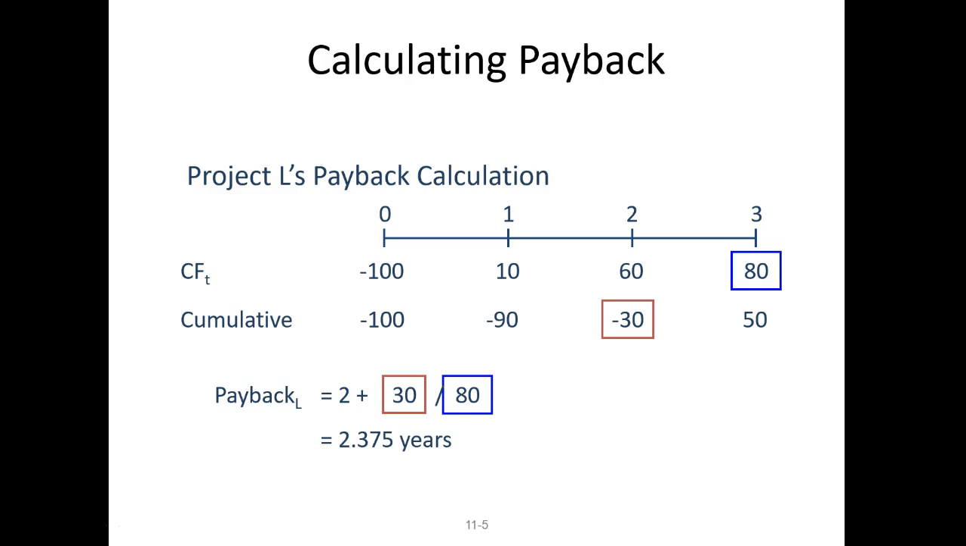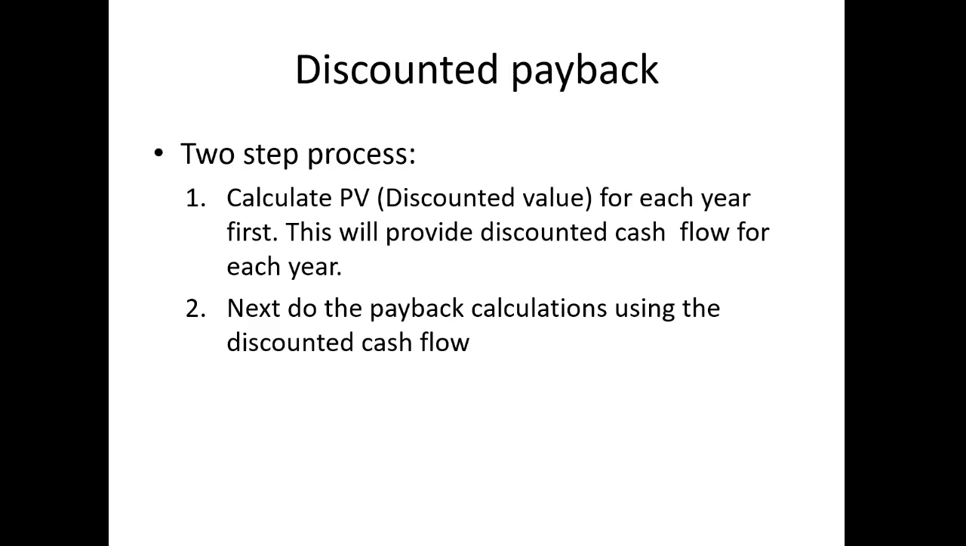To figure out what portion of the third year we will need, we take the minus 30, and we need 30 out of the 80 from the next year, so we do 30 divided by 80. So the payback period for this example is 2.375 years.